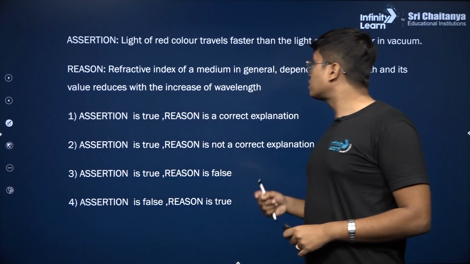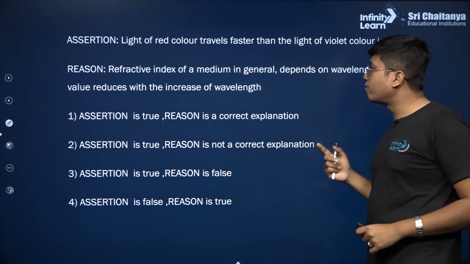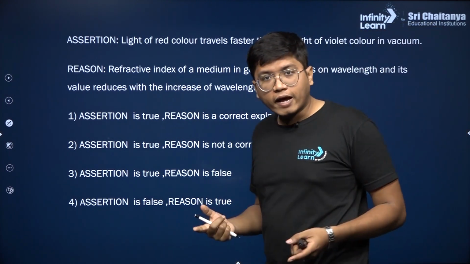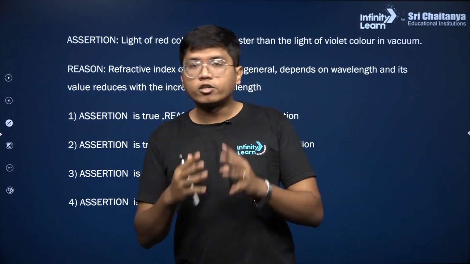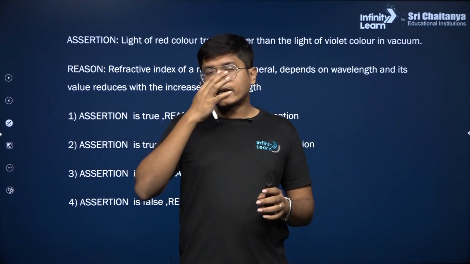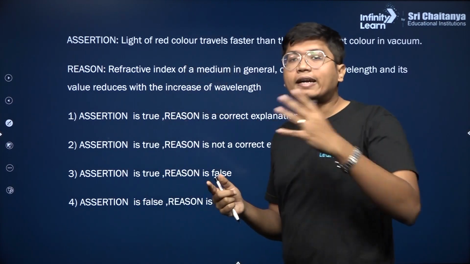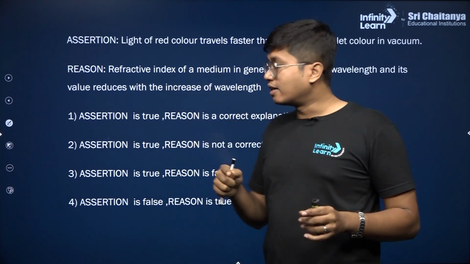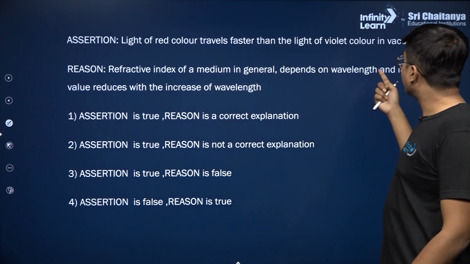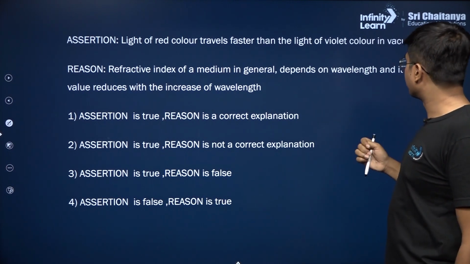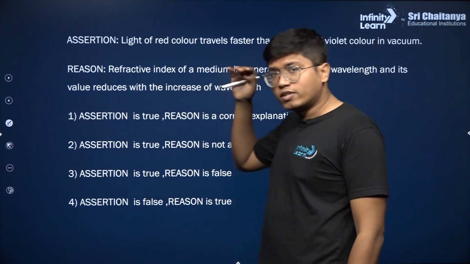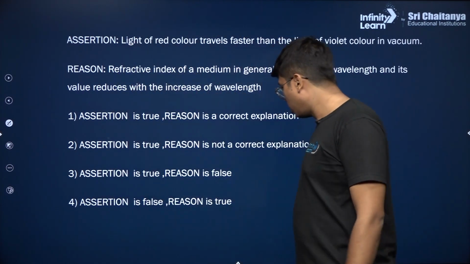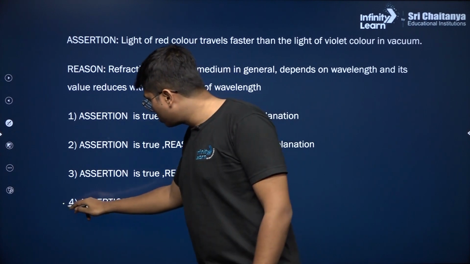Next, refractive index of a medium in general depends on the wavelength and its value reduces with the increase of wavelength. This is correct because for water or anything, even glass, if it is higher wavelength, meaning red light, it deviates the least. Since it deviates the least, we know that the refractive index is going to decrease. So increasing wavelength reduces the refractive index. So reason is correct, assertion is wrong. Our correct option is option 4 here.